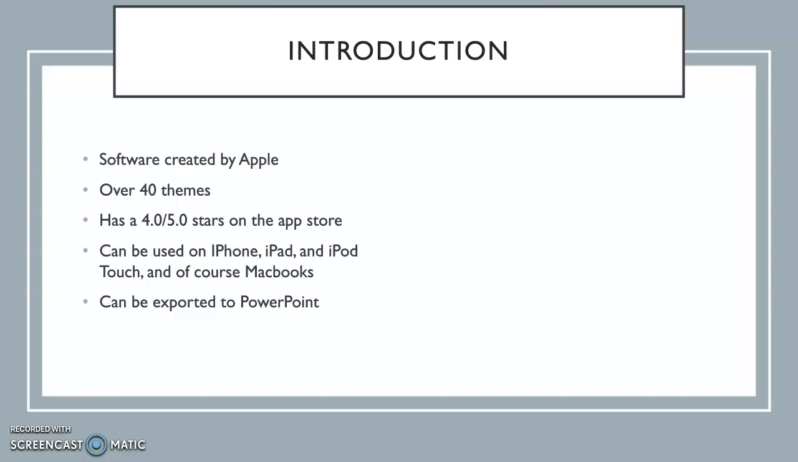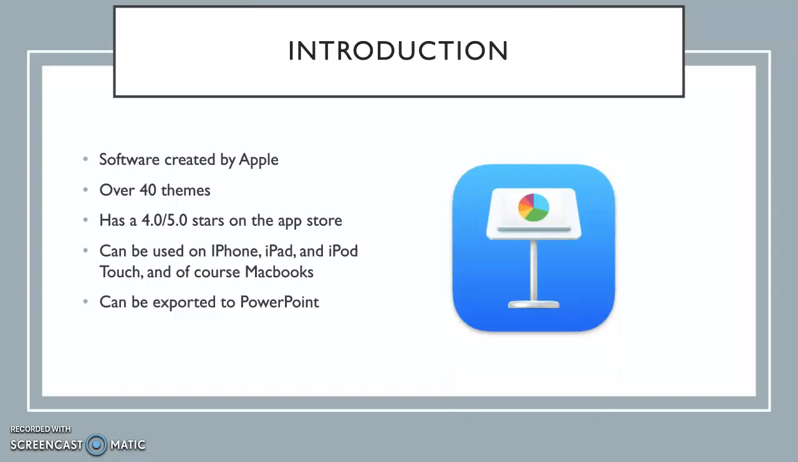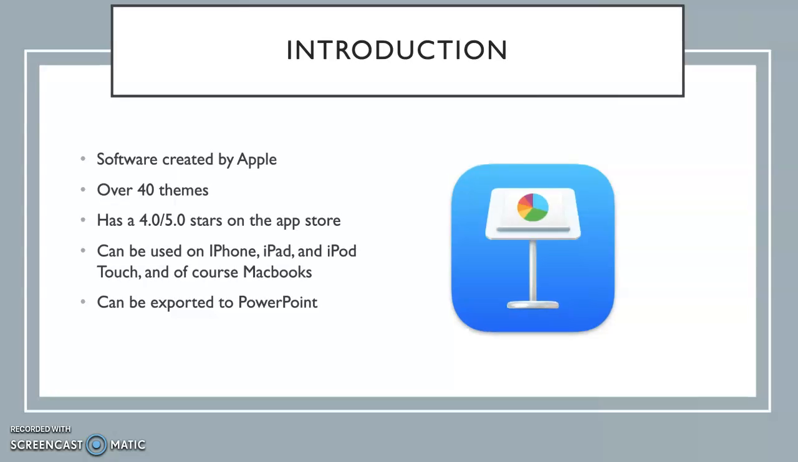It has over 40 different themes, which I think is super convenient. Depending on what your presentation is going to be on, you can always find something that sort of fits that theme. It can also be exported into PowerPoint, which I think is super convenient. You know, if you want to add some things or there's something on PowerPoint that's not on Keynote, you can just put it in there and add that in. Here on the right is a picture of the Keynote logo. That's the current Keynote logo.